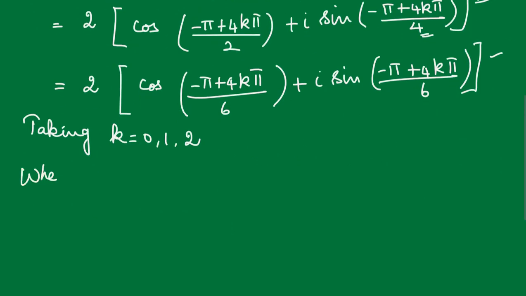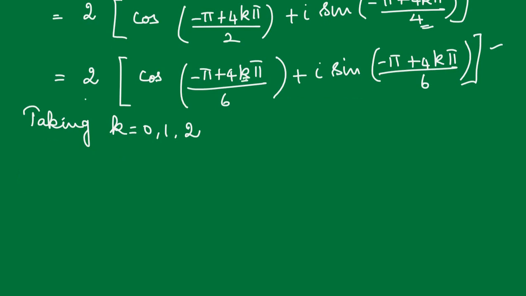Now substituting the value k is equal to 0, 1, 2 in the given equation. Suppose we substitute k is equal to 0. What is it that we are getting? 2 into cos of minus pi plus 0 by 6 plus i into sine of minus pi by 6. So when k is equal to 0, the first root is 2 times cos theta plus i sin theta, which can be written as cis theta.